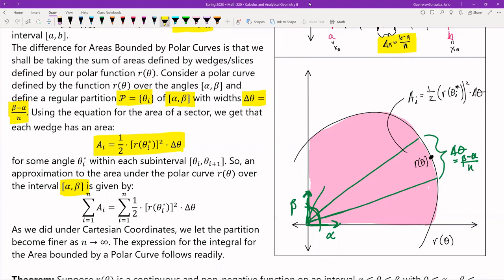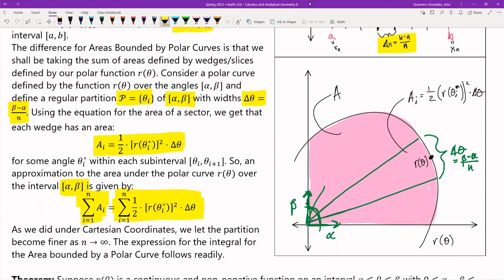So just like we did before, if we grab all of these pizza slices and add up all the areas of the pizza slices, then we get the area of this polar curve. We get this entire area. So this is going to be my area A. This is the construction for each one. If we take the sum of all of them, that gives us a good approximation to the area under this polar curve.